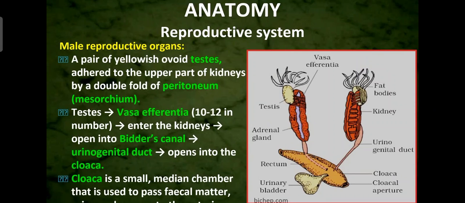So here you can see the urinogenital duct. That is also carrying the urine from the kidneys as well as the sperms from the testes. So both it is carrying. So it is a common opening for the urine and the sperm, so it is called the urinogenital duct. So together it is opening into the cloaca. But when you see the female reproductive system, there it is opening separately into the cloaca. So that we will see in the next diagram.